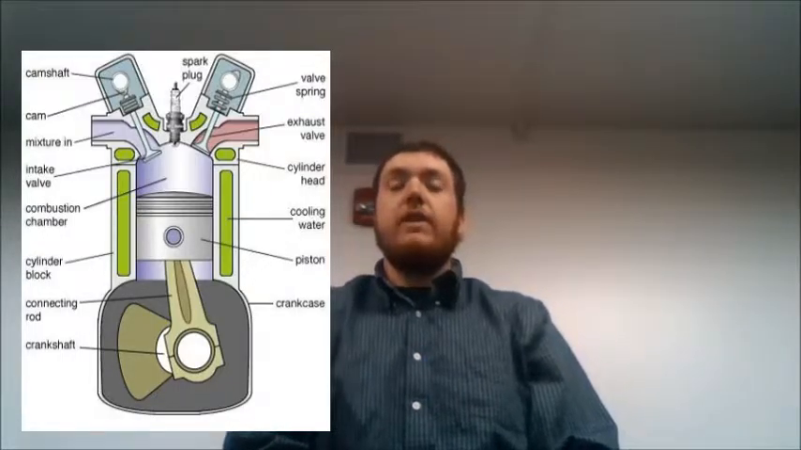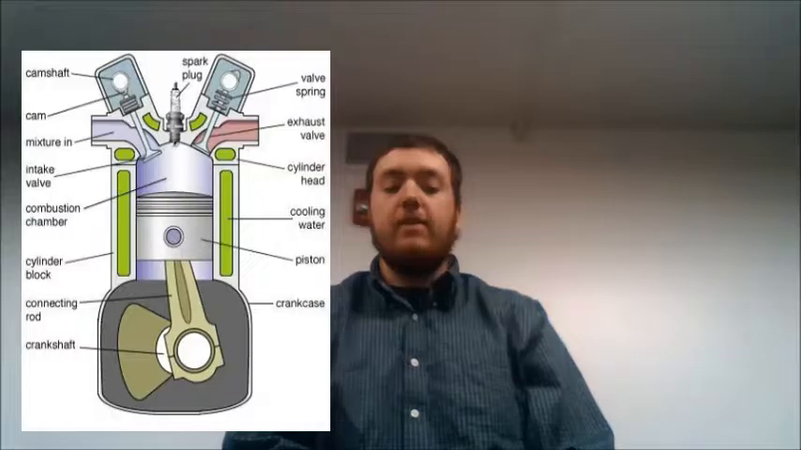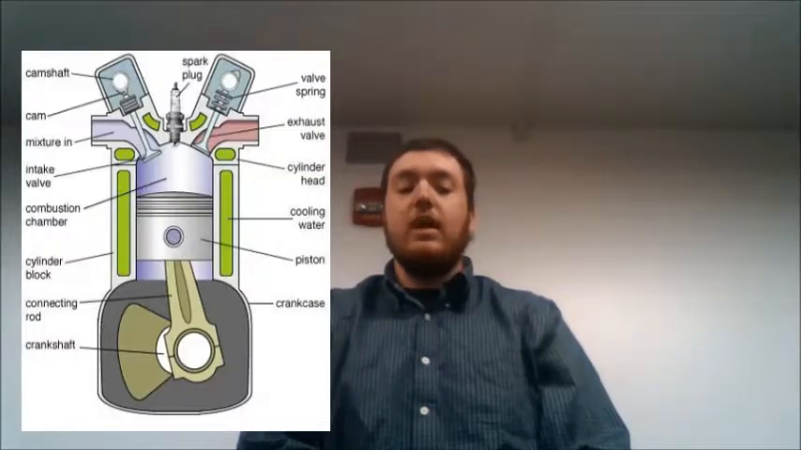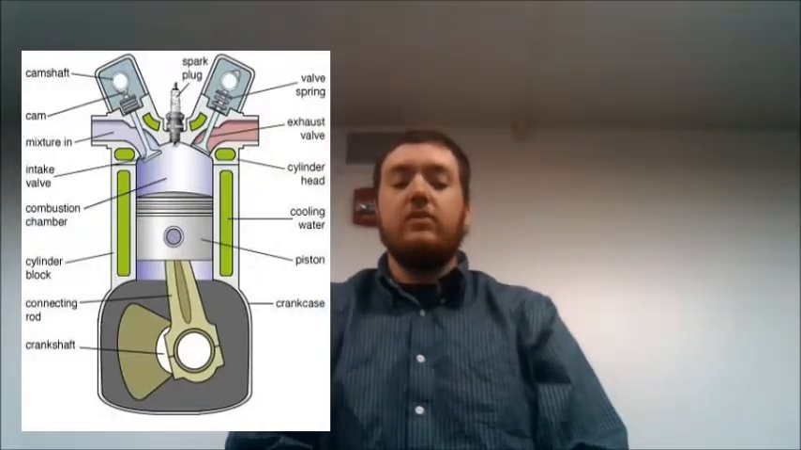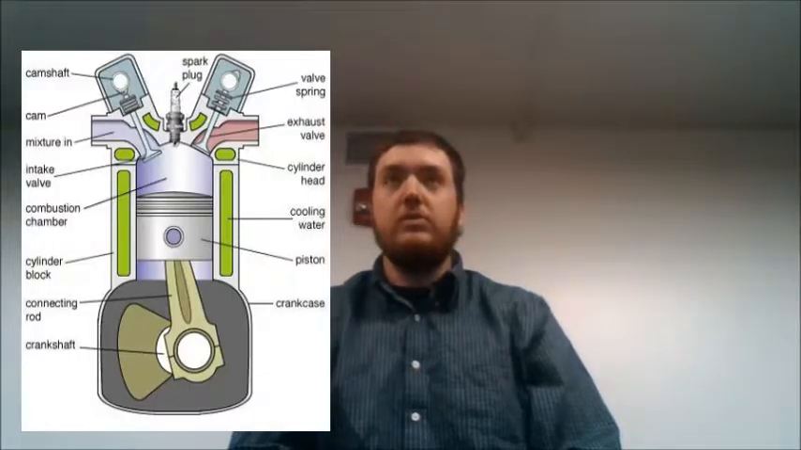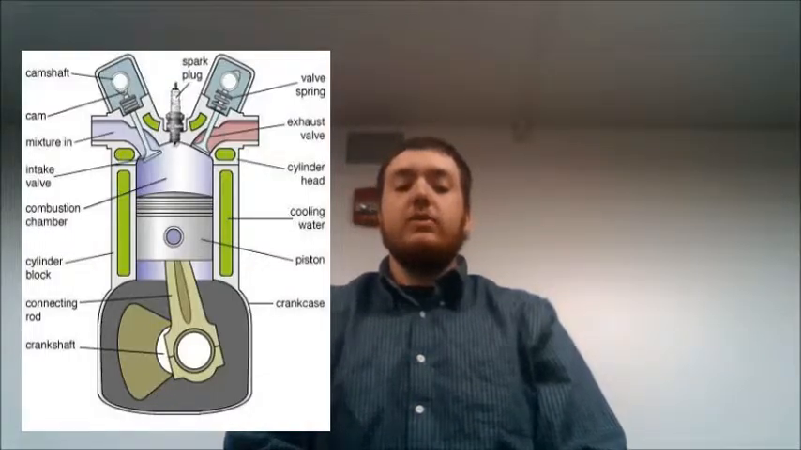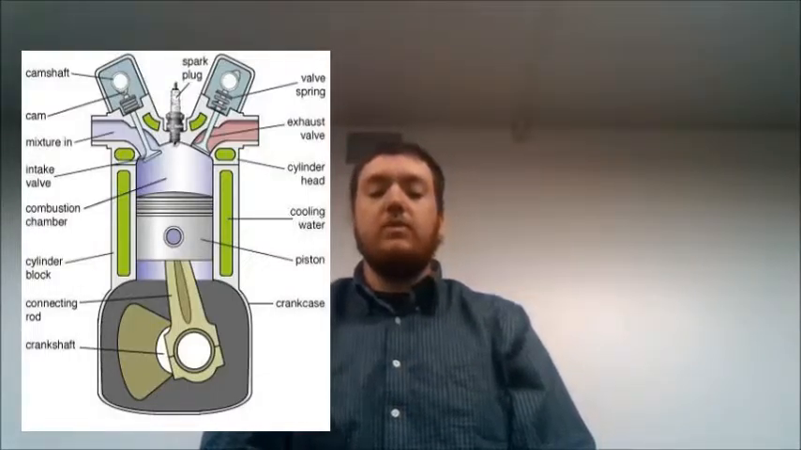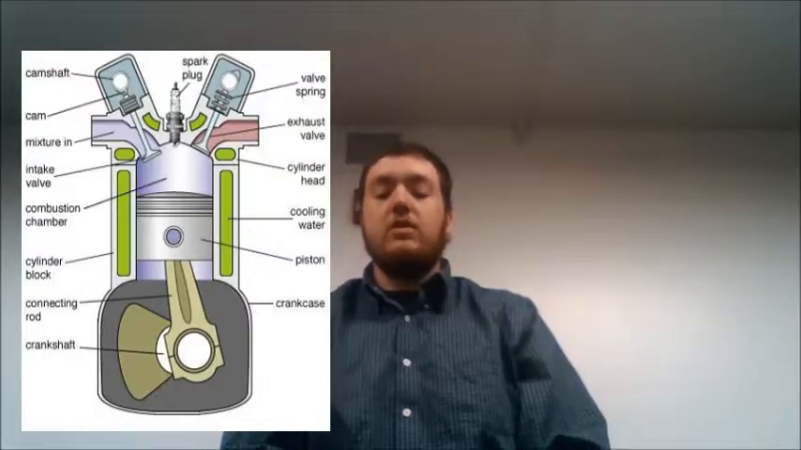And now finally there's a camshaft and a crankshaft. The camshaft is a timing mechanism for the intake and exhaust valves. It tells them when to open and close. And there is a crankshaft which turns the vertical motion of the piston moving up and down into a usable motion for the car to use. It turns it into rotational motion thanks to the connecting rod.